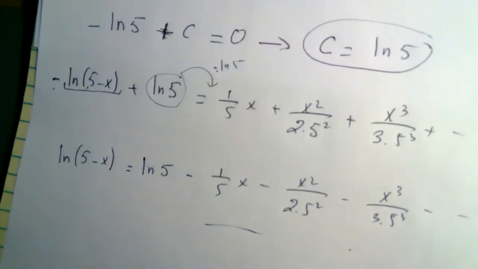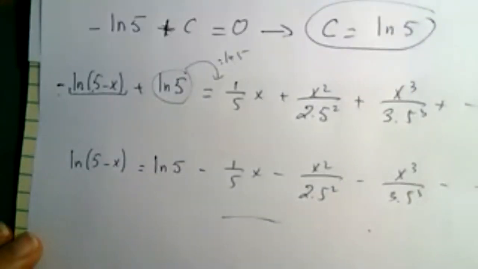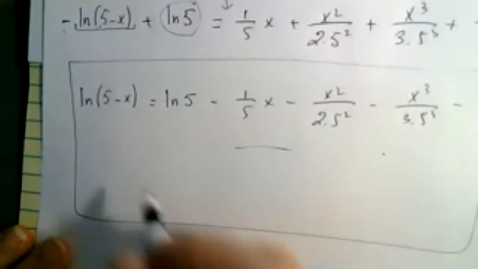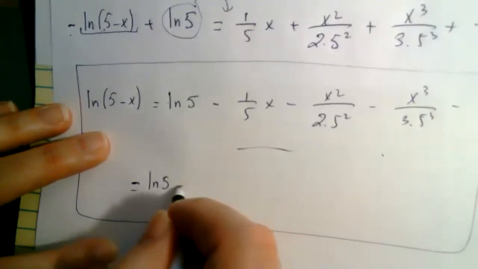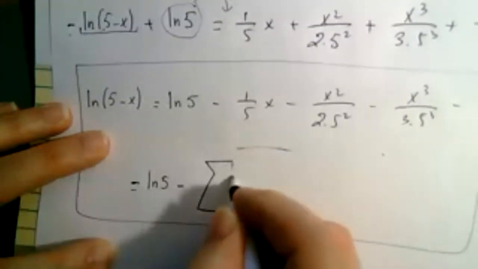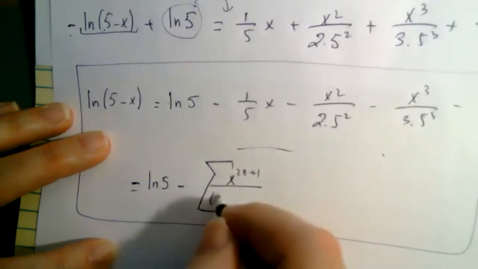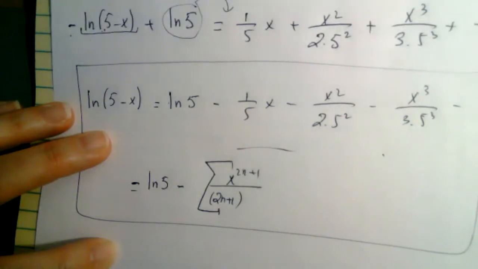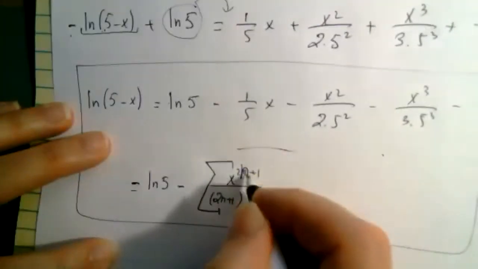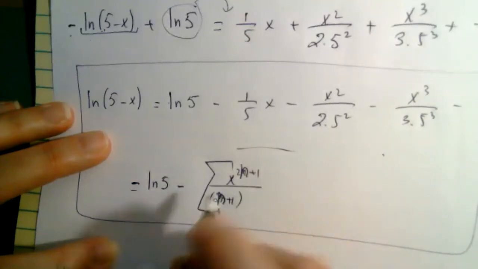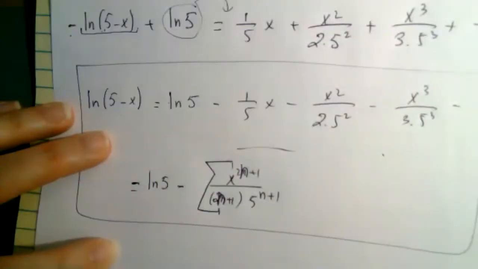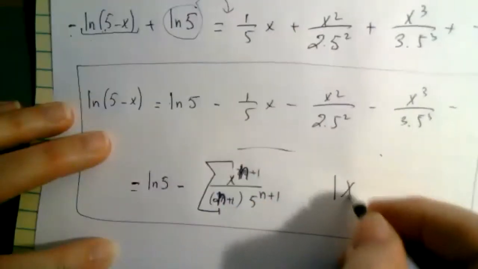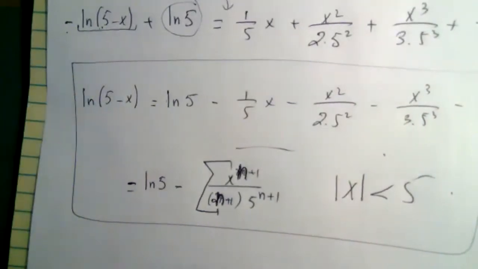If we follow verbatim what your classmates suggest, in sigma notation it's going to be ln of 5 minus the sum of x to the n plus 1 over n plus 1, times 5 to the n plus 1, with n from 0 to infinity, and this holds when the absolute value of x is less than 5.